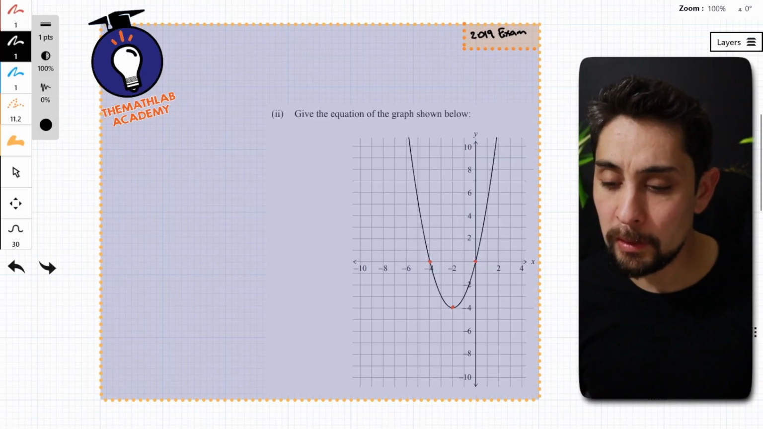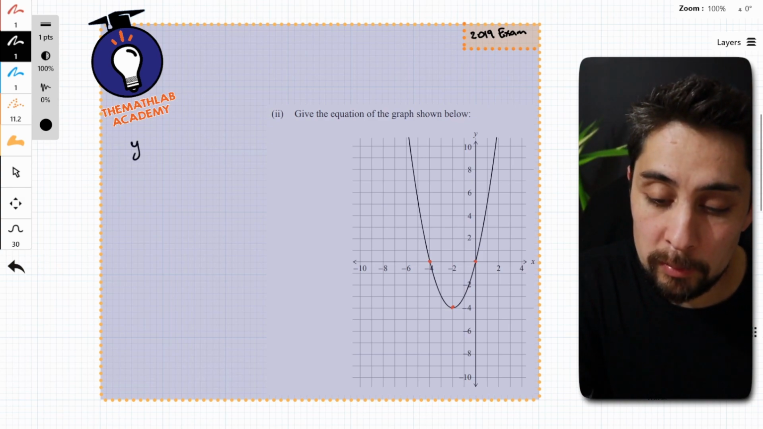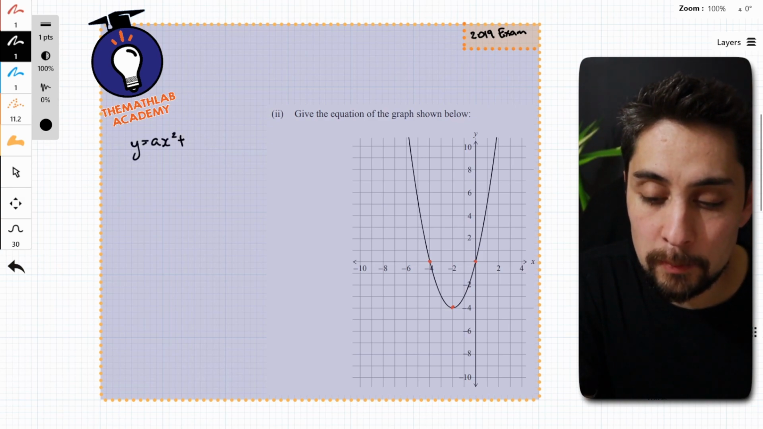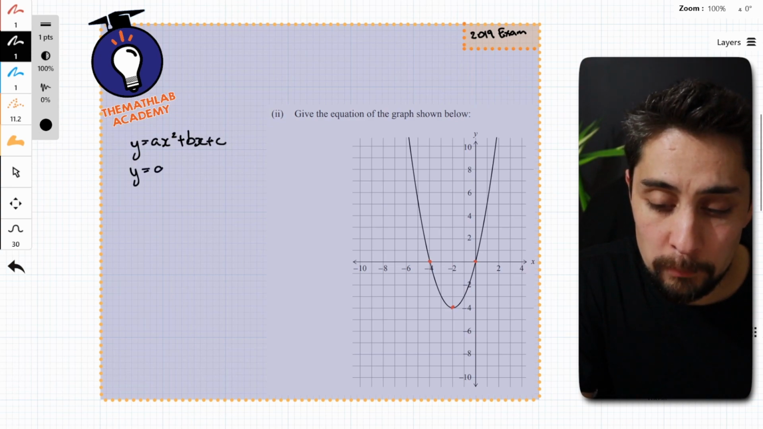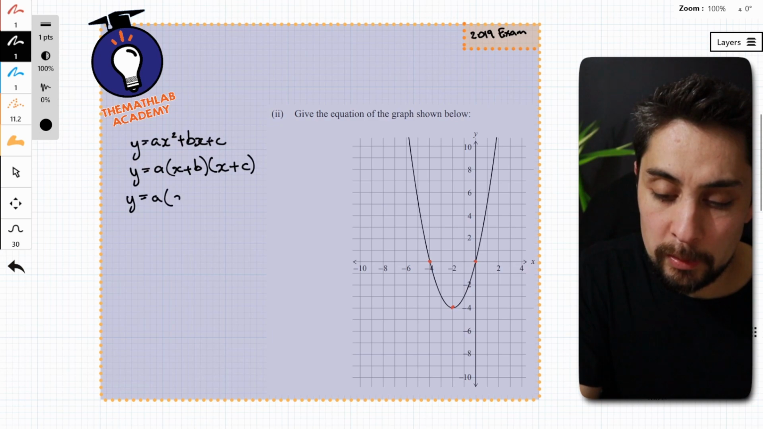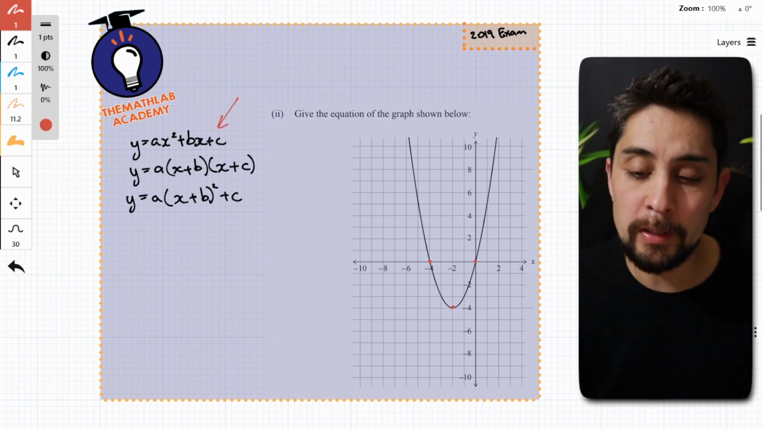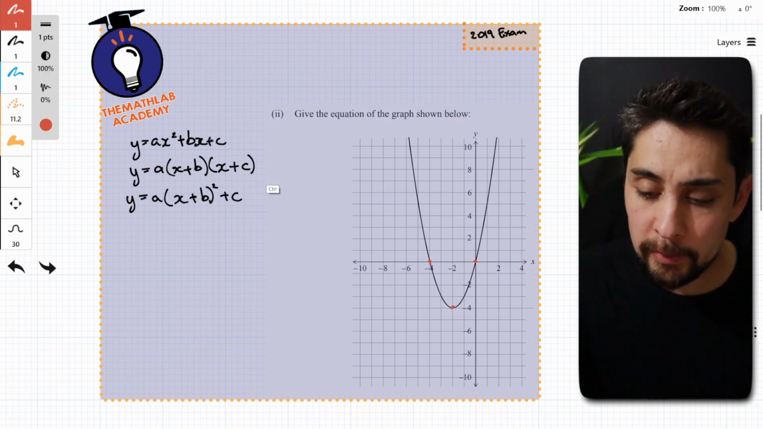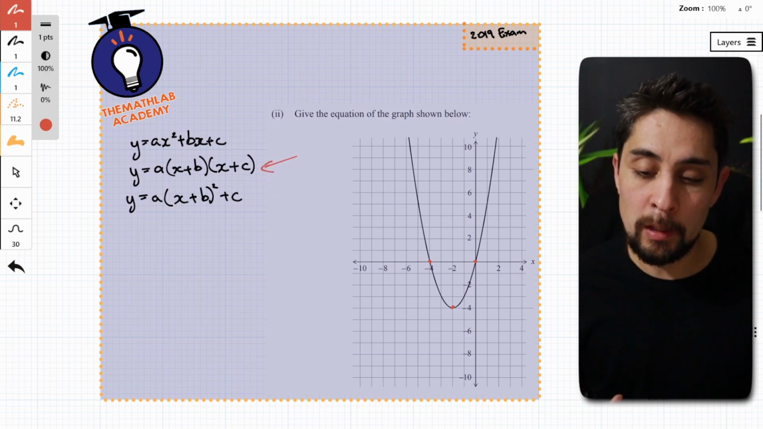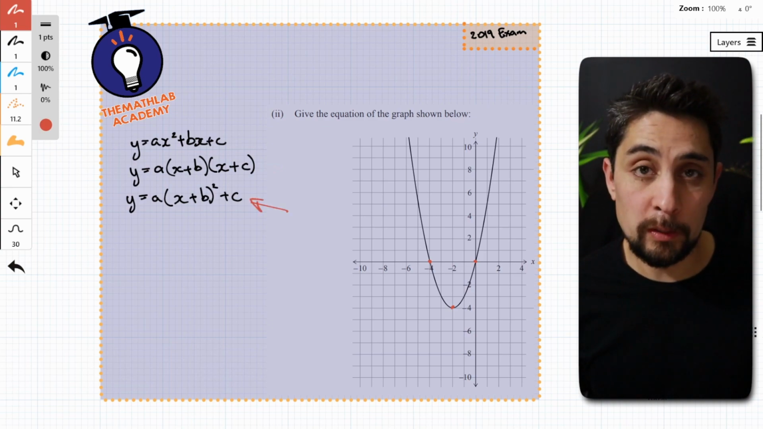So the equation of the graph, when we are doing quadratics, we have a choice. We could either use standard form, which looks like this, or factored form, which looks like this, or vertex form, which looks like this. Each one has its advantages. This first one is good when you've got a table of values. This second one is good when you know the x-intercepts. And this third one is good when you know the vertex.